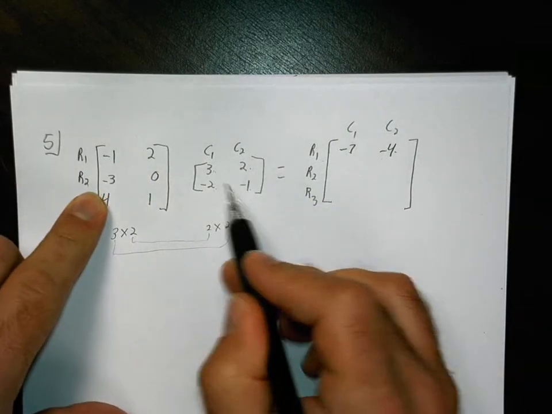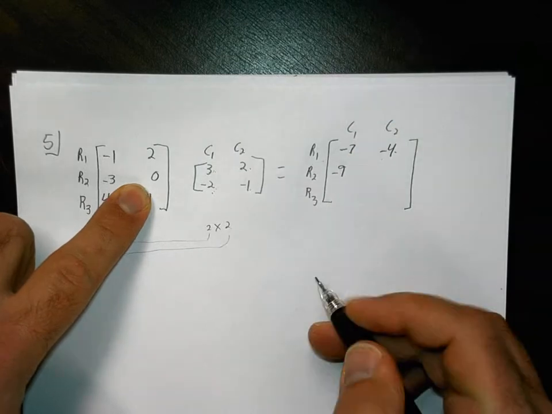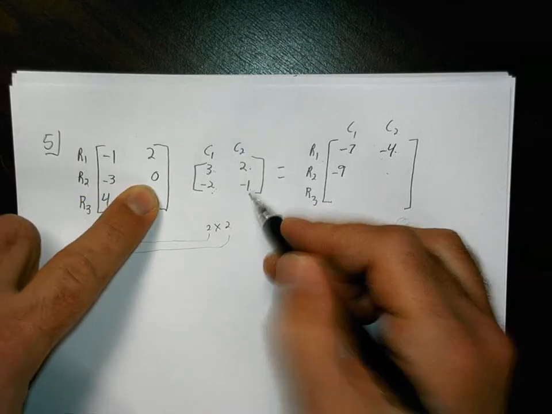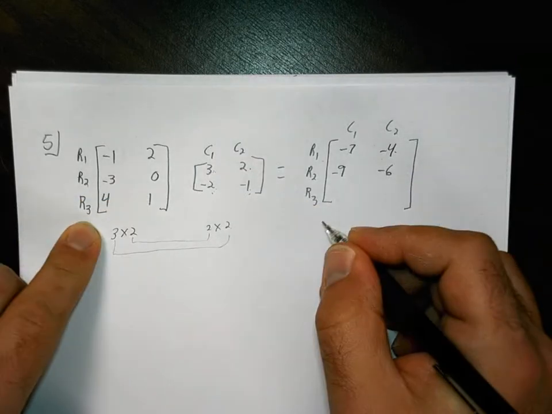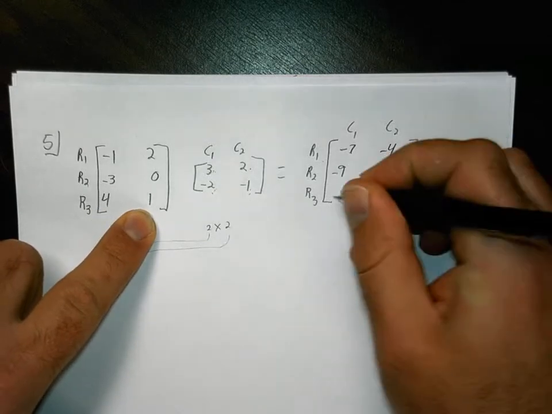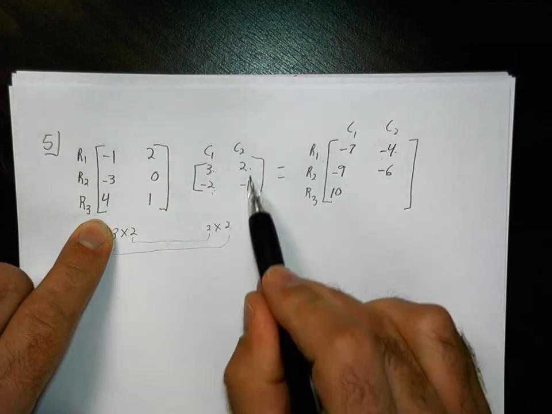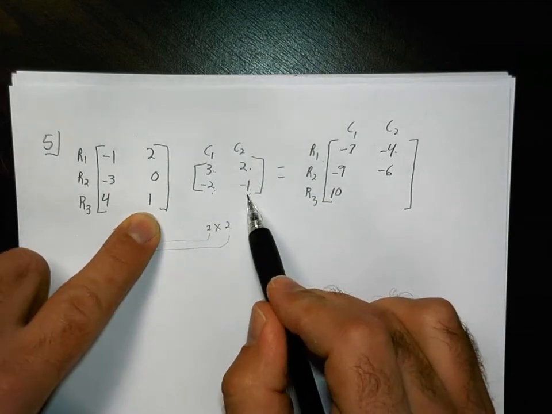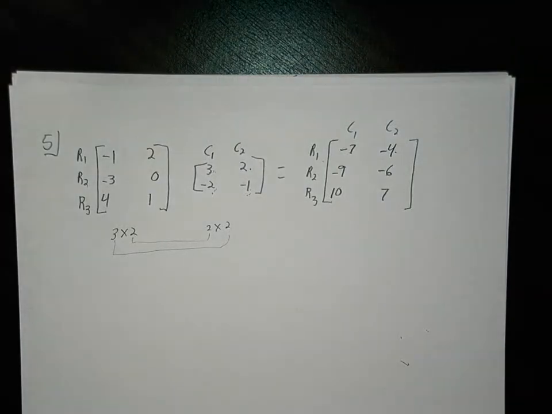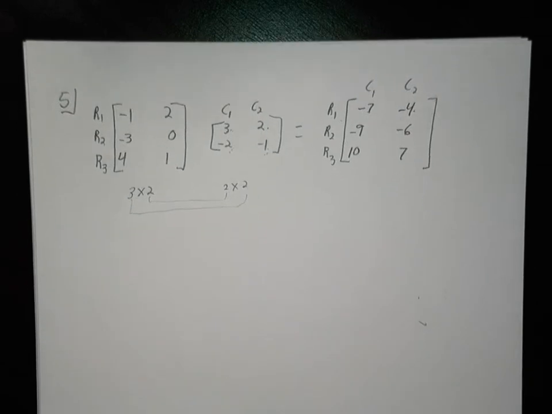Row 2, column 1, negative 9 and 0. Row 2, column 2, negative 6 and 0. Row 3, column 1, 12 and a negative 2. And then row 3, column 2 is 8 and a negative 1, which would be 7. Okay. So that's a 3 by 2 and a 2 by 2.